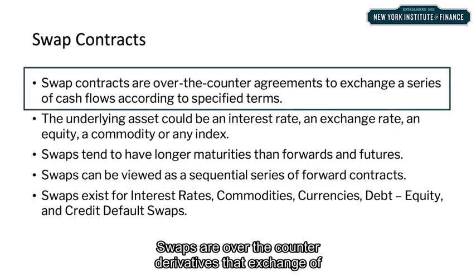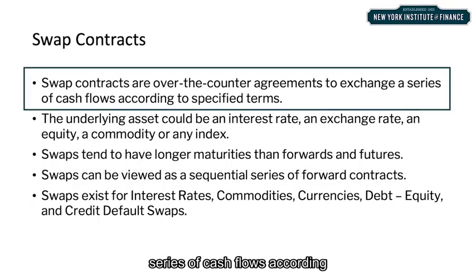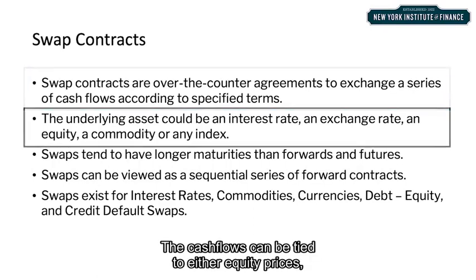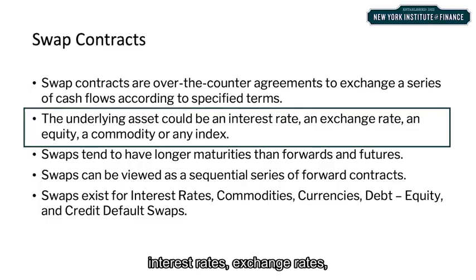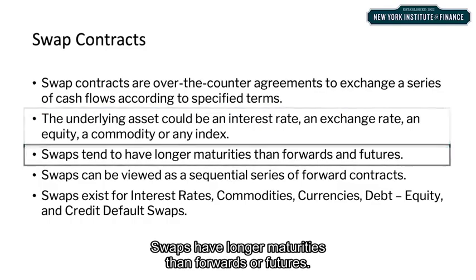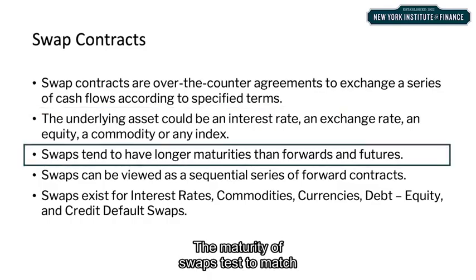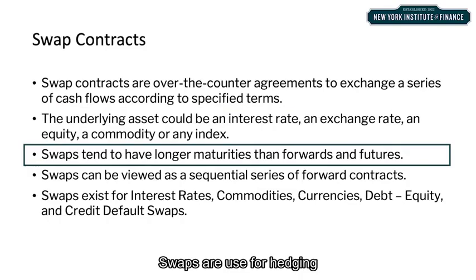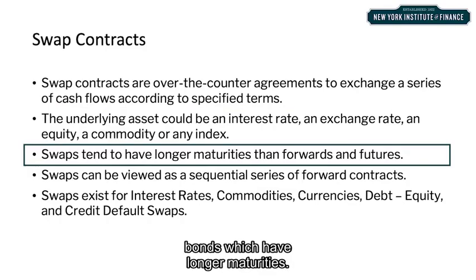Swaps are over-the-counter derivatives that exchange a series of cash flows according to the terms of a swap contract. The cash flows can be tied to either equity prices, interest rates, exchange rates, commodity prices, or really any index. Swaps have longer maturities than forwards or futures. The maturity of swaps tends to match the maturities of the investments that they are hedging. So swaps are used a lot for hedging bonds, which have longer maturities.